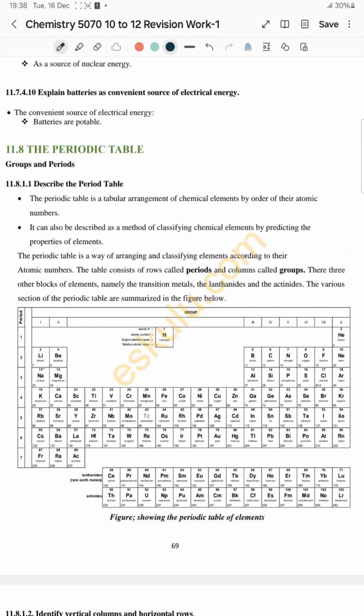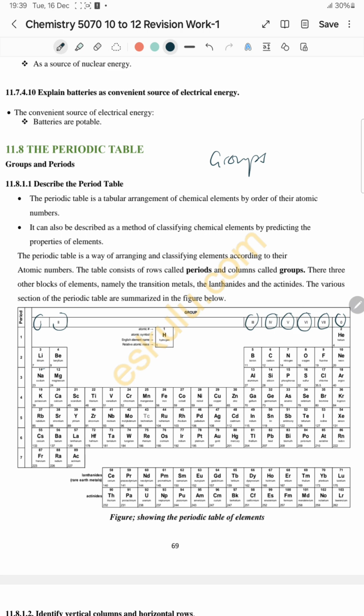Second lesson of the periodic table. Yesterday we learned that the periodic table is made up of groups: group 1, group 2, group 3, group 4, group 5, group 6, group 7, and group 8 or group 0. And these groups are written in Roman numerals.